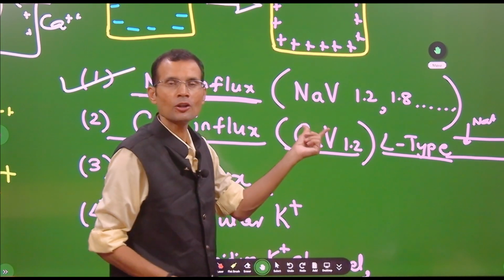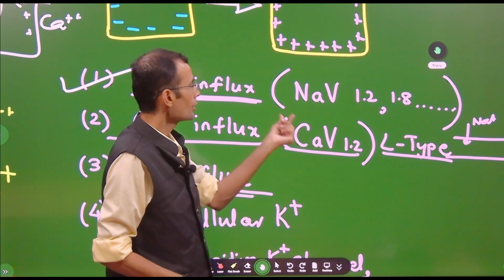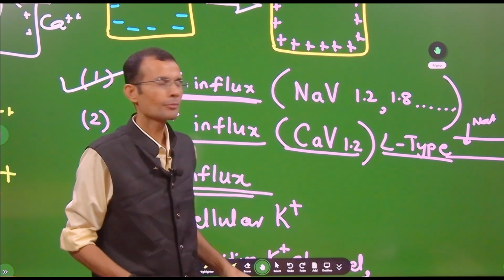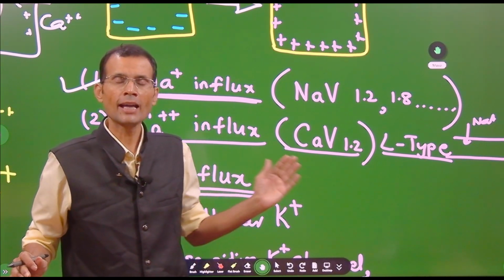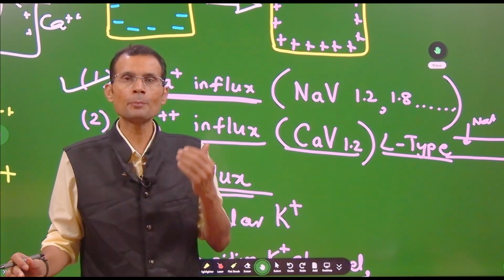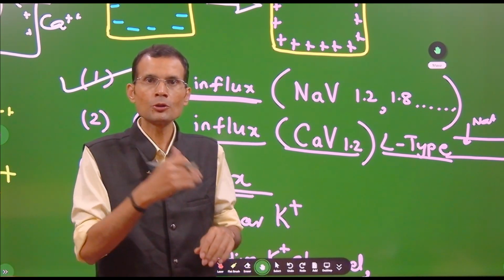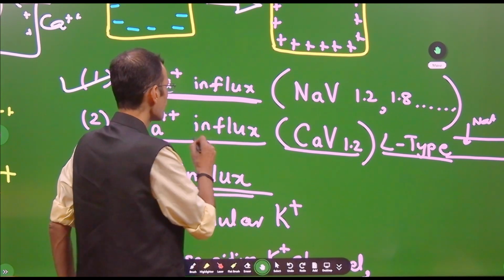So there's a family of channels called NAVs, sodium voltage. And there are subtypes, NAV 1.2, NAV 1.8. This NAV 1.8, for example, is involved in the transmission of pain, in the neurons involved in the transmission of pain.